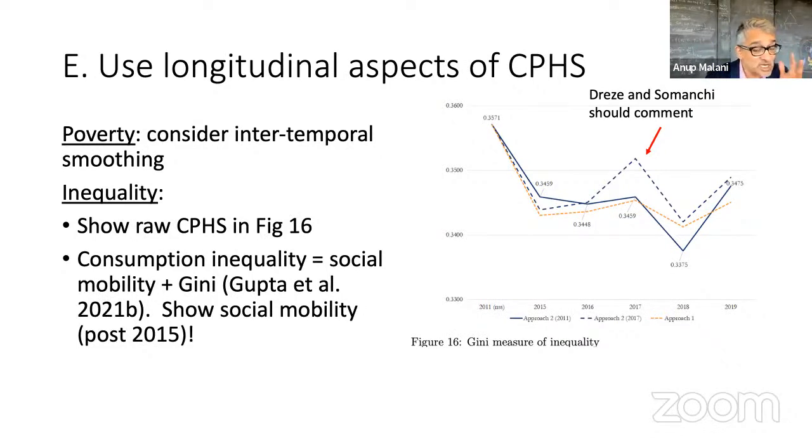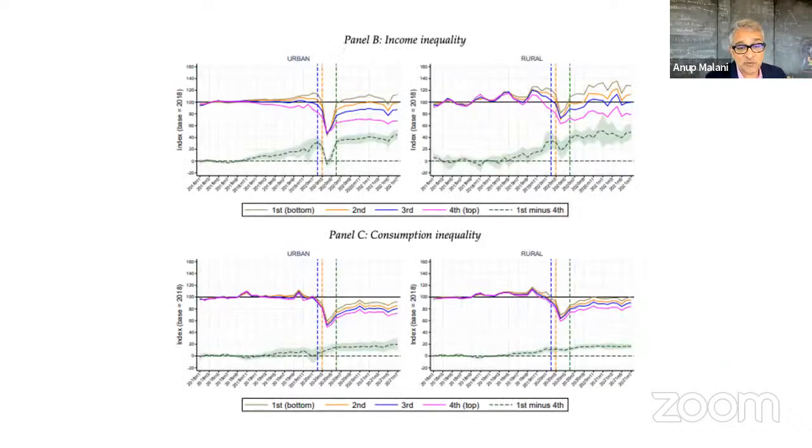There's a lot of focus on Gini in this paper, and the reason is because you're taking NSS as your benchmark, which is a cross-section, and then trying to treat CPHS as a repeated cross-section. But that ignores the social mobility that you can unpack from CPHS. And so you can see that, for example, in our paper, again, the time spans are different. I can't compare to 2011, which is the big insight of this paper.